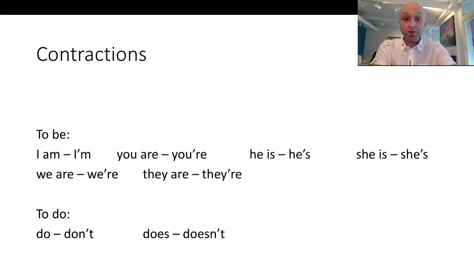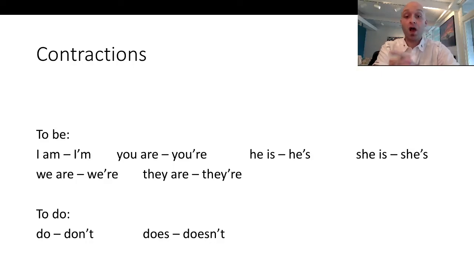I know a lot of people who are watching this video have already studied some English and are thinking, hey, Jed, but what about those words that native speakers always use that smush the words together, that are hard to understand? And yeah, there are some contractions in the present simple, specifically with to be and to do. So let's take a look at some of the most common contractions with to be and to do.